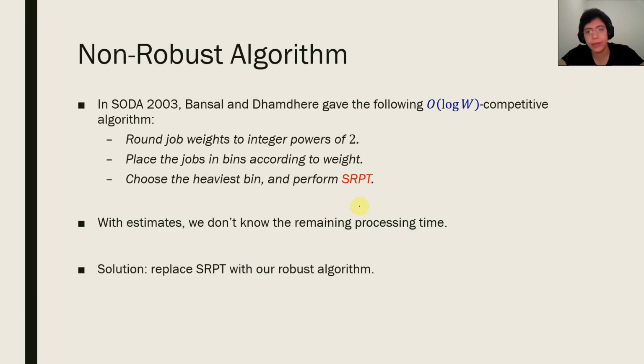Now, our problem with this algorithm, for the sake of robustness, is this SRPT component. With estimates, we don't know the remaining processing time, so we can't do this SRPT thing. So our solution would be to replace SRPT, which was an optimal algorithm for the unweighted case, with our robust algorithm for the unweighted case.